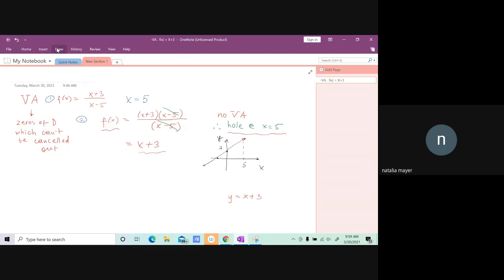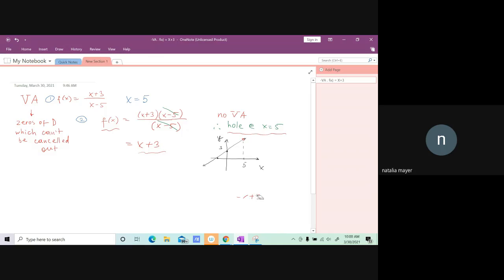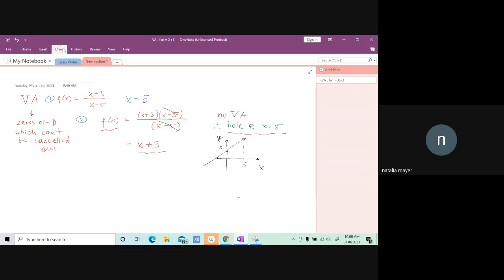Right. That was vertical asymptote. So let's remember the second type of the asymptote, which you mentioned, which is the horizontal asymptote. Okay. So anything that you have to say about it? What do you know about horizontal asymptote?